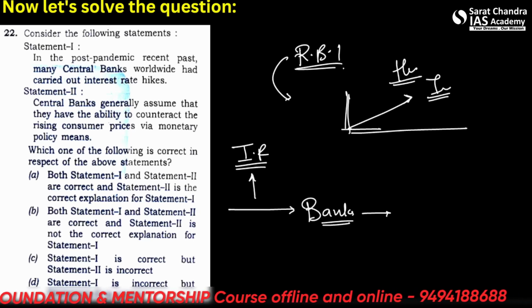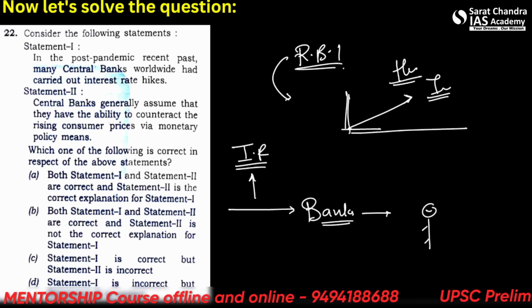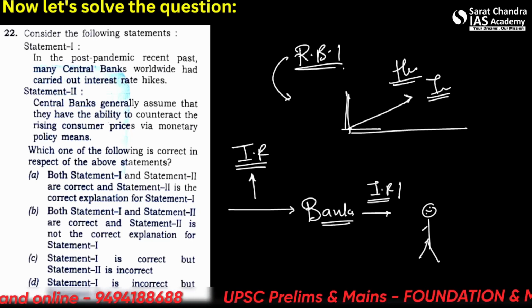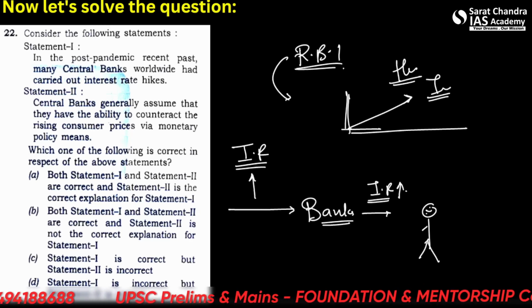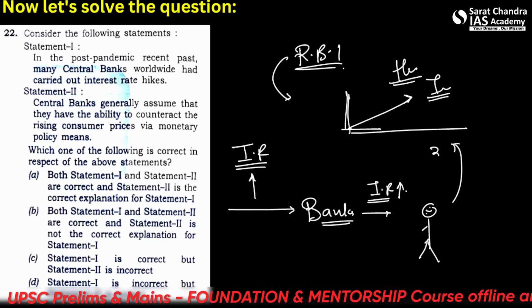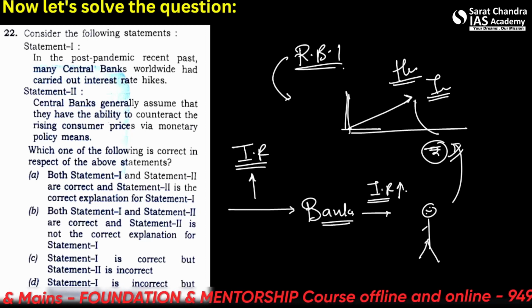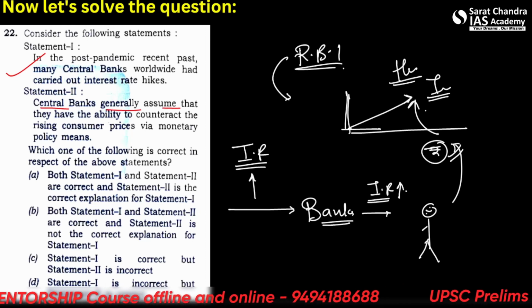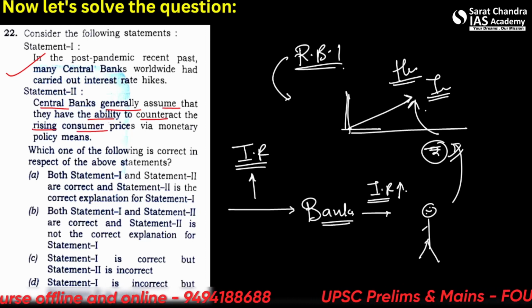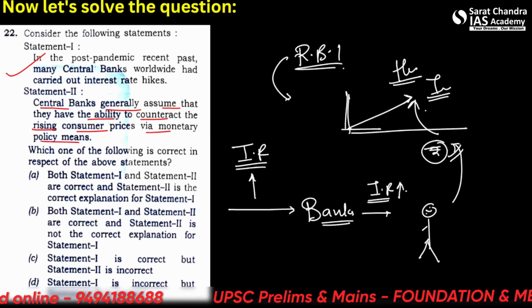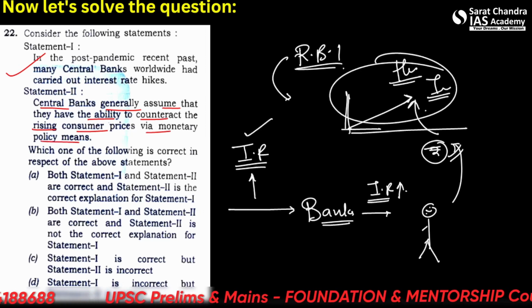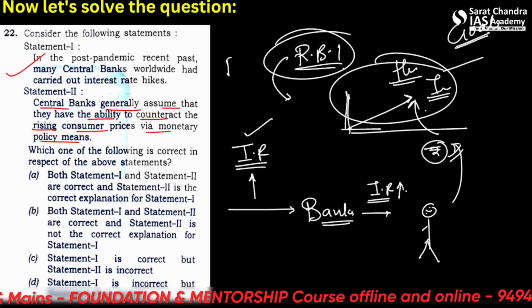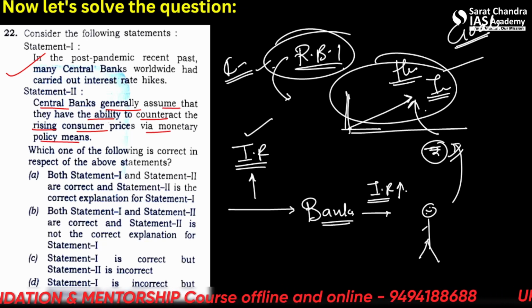So banks are not able to lend people money. People are coming for money, but the interest rate is very high again. So people are not able to take this money, or not many people are interested in taking this money. This will reduce the money supply in the system, and it will control the inflation. So this statement seems to be correct. Central banks generally assume that they have the ability to counteract rising consumer prices via monetary policy means. This is the final objective here, to control this, and it's being done by the RBI or the central bank. So this statement is also correct.